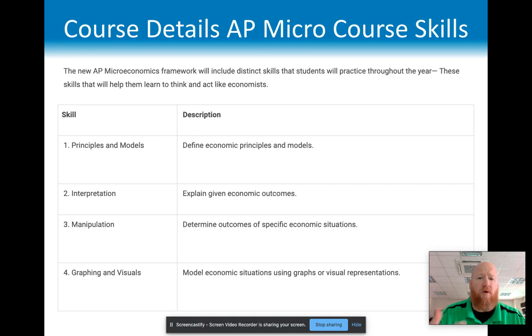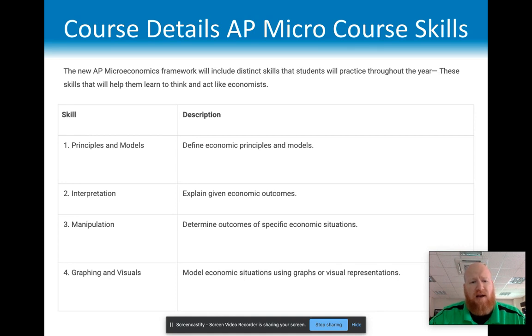Now, some of the skills that you're going to be practicing and working on throughout the year, you're going to see the same in both micro and macro. You're going to look at principles and models, defining economic principles and models. This is basically where you're going to be identifying concepts and principles and doing definitions. Then interpretation. This is where it starts to open up, where you start explaining how specific economic outcomes occur or what actions should be taken in order to achieve specific outcomes in the economy.